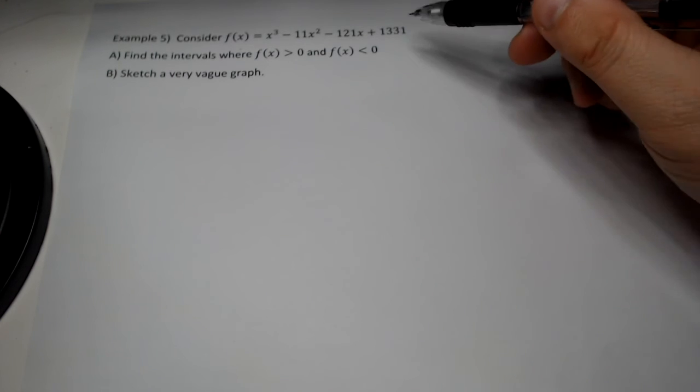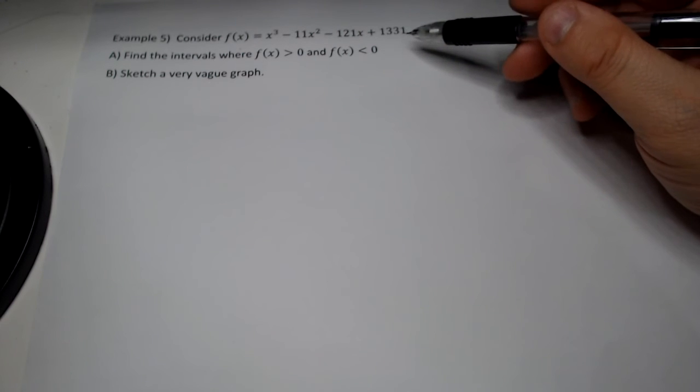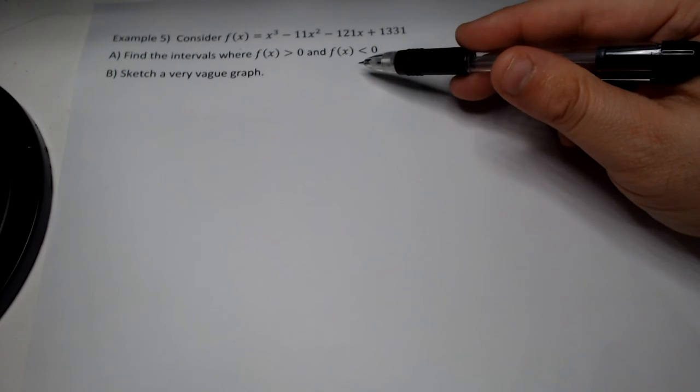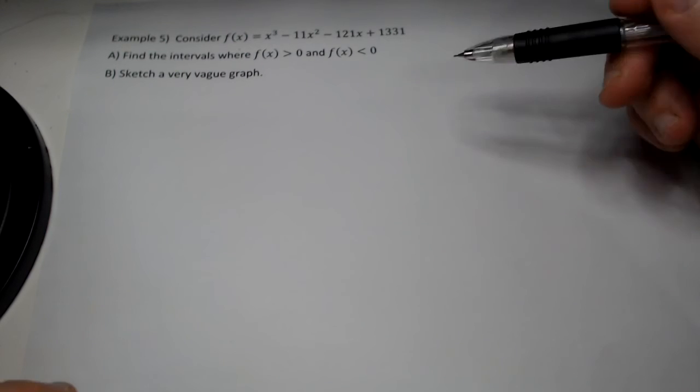Okay, so this next one, consider f of x equals x cubed minus 11x squared minus 120x plus 1331. A, find the intervals where it's greater than 0 and where it's less than 0. And then sketch a very vague graph.